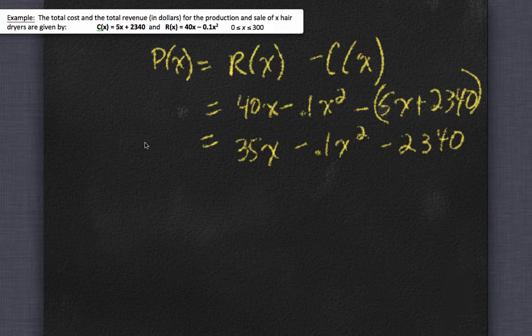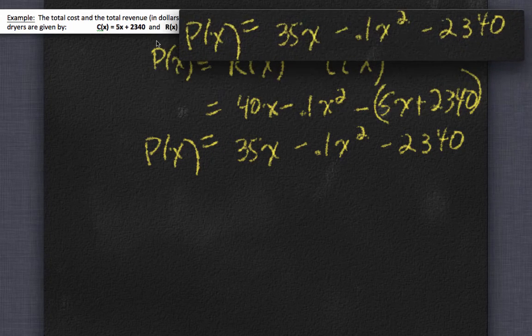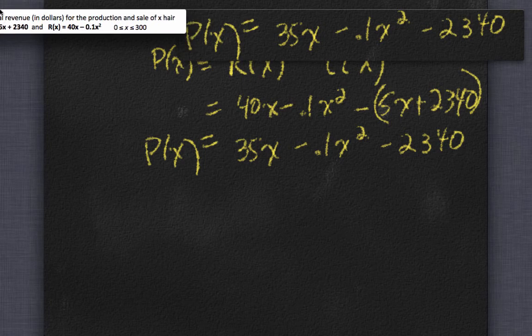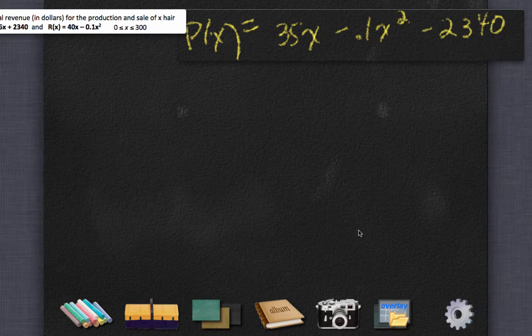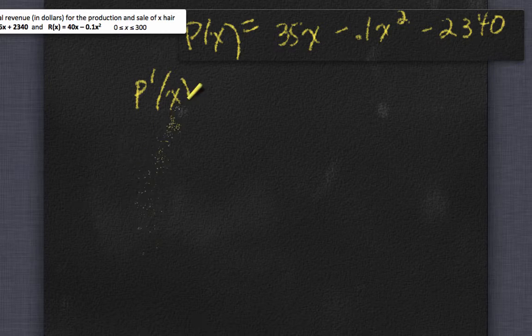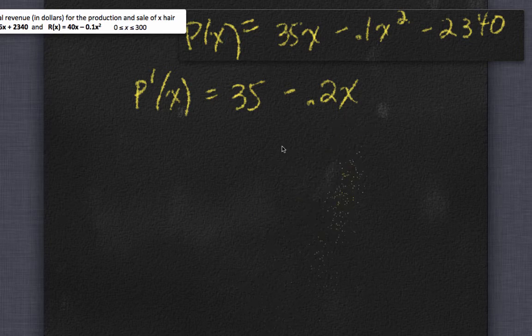So here's profit. And this is in dollars, and it's x hair dryers. There are no thousands in here. So we're going to take the derivative of profit, marginal profit, and this is never undefined, so we set this equal to 0.